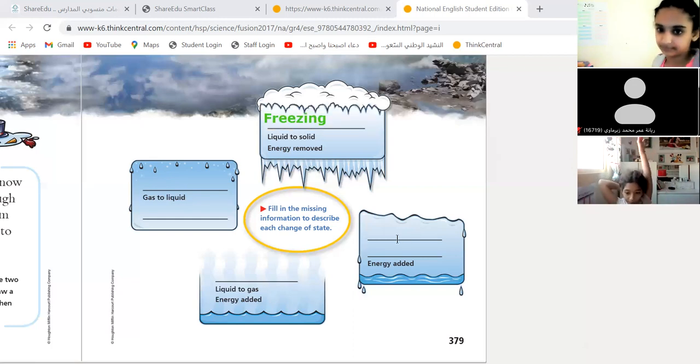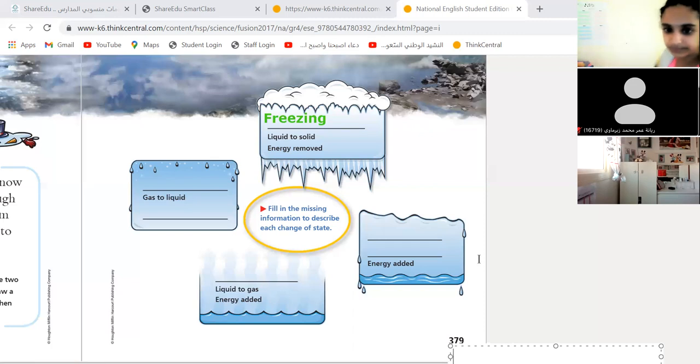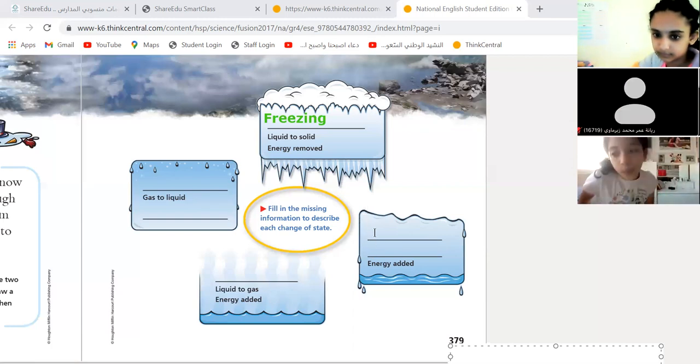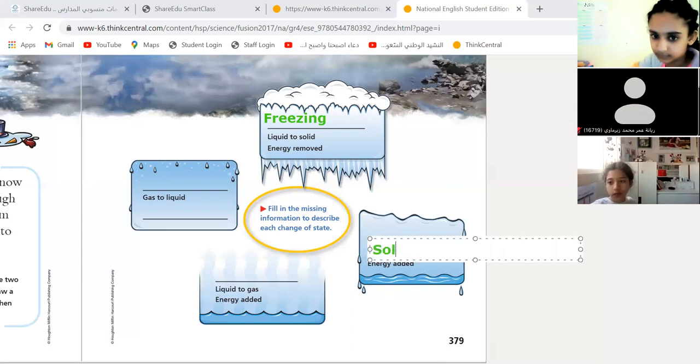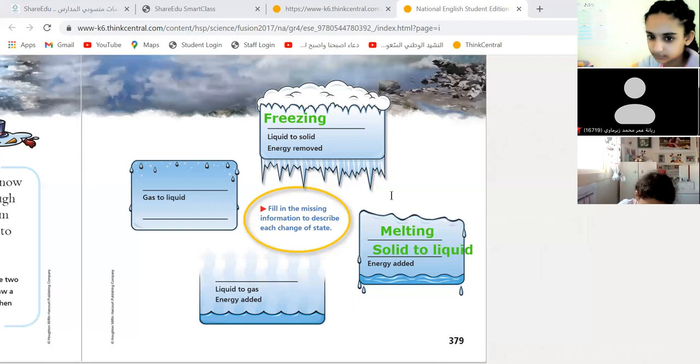Leah? Yes, teacher. Look at the second one over here. It tells you that energy is added. So we are adding heat. And look at the drops of water going down. Did it change from what to what? Ice to water. Excellent. Solid to liquid. Very good. What do I call this process? No, melting. Bravo. Excellent.